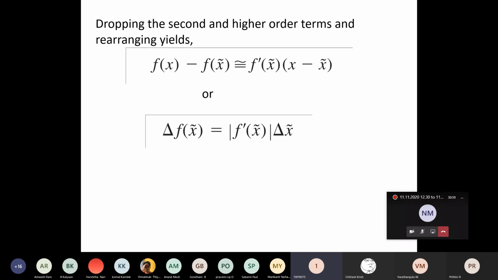Since this function is only restricted to first order, we can omit the second and higher order terms, because the values of those terms are very negligible, so we can drop them. After dropping those higher order terms, the equation becomes f of x minus f of x bar is approximately equal to f dash of x bar into x minus x bar. f of x minus f of x bar is nothing but delta f of x bar, that is the approximation of the function, which is equal to mod of f dash of x bar into the approximation of x, that is x minus x bar. Next slide.